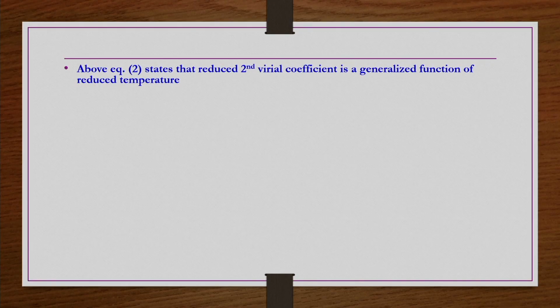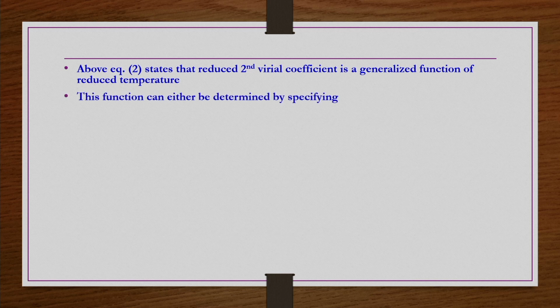So what are these functions that we have to derive, or see from experimental information? These derivations are not possible, so they are obtained from experimental data by curve fitting. We are going to see those now. This equation 2, B by Vc equals Fb of T by Tc, indicates that the reduced second virial coefficient is a generalized function of reduced temperature.